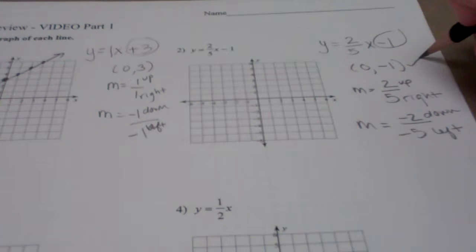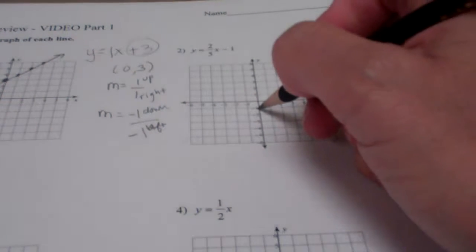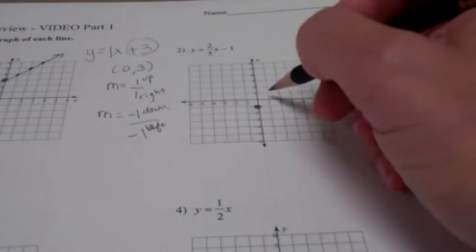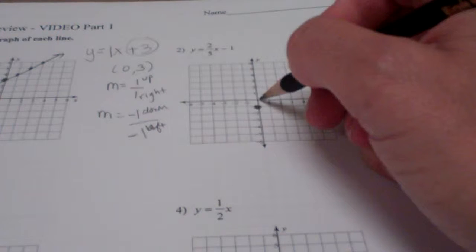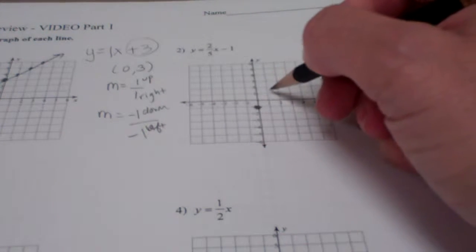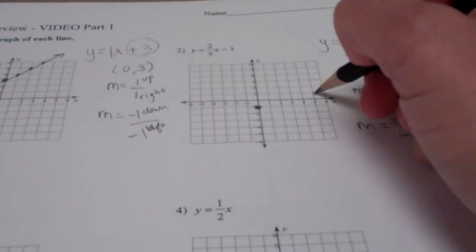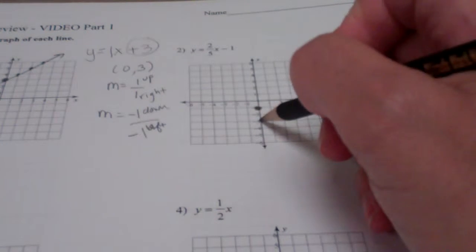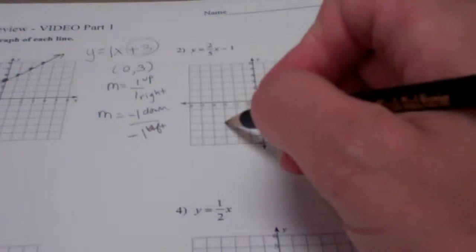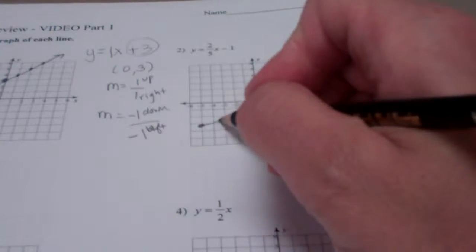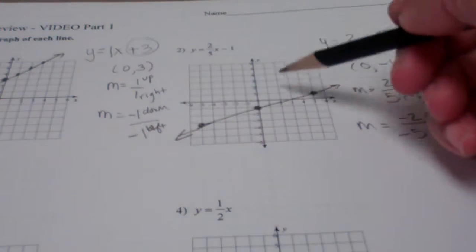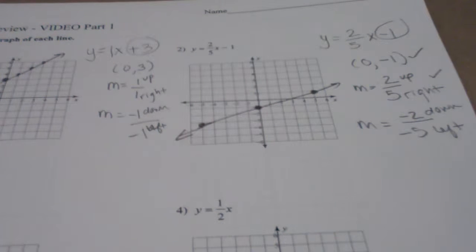Going back to our y-intercept, (0, negative 1). Following our first set of directions, up 2, 1, 2, and right 5, 1, 2, 3, 4, 5, making a point. Let's do this set of directions going back to (0, negative 1), down 2, 1, 2, and left 1, 2, 3, 4, 5. Making a line, connecting with arrows. This is a positive slope, this is a positive slope, and we're good.